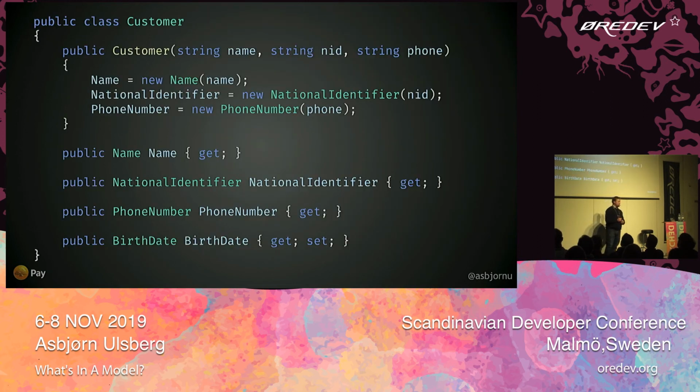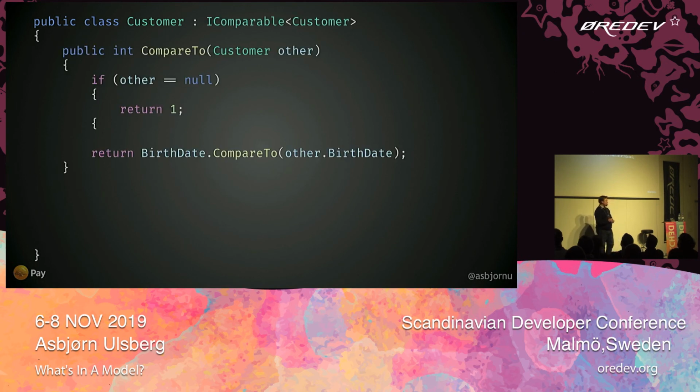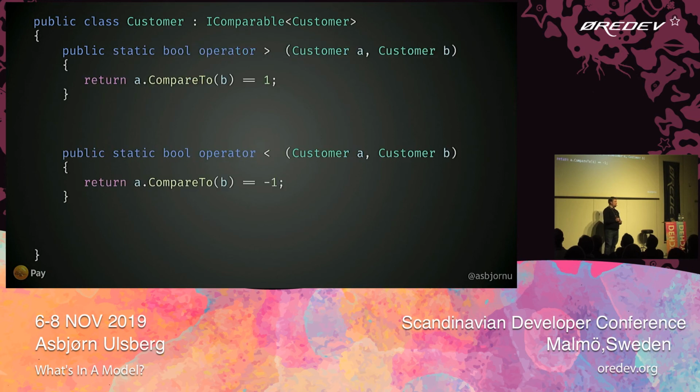Inside the customer class, for instance. If we implement the birth date comparison with the IComparable interface, we get the added benefit that our customer class is now sortable out of the box. And we might even add operator overloads that take advantage of the IComparable implementation, so customer classes can be compared through ordinary less than and greater than comparison.